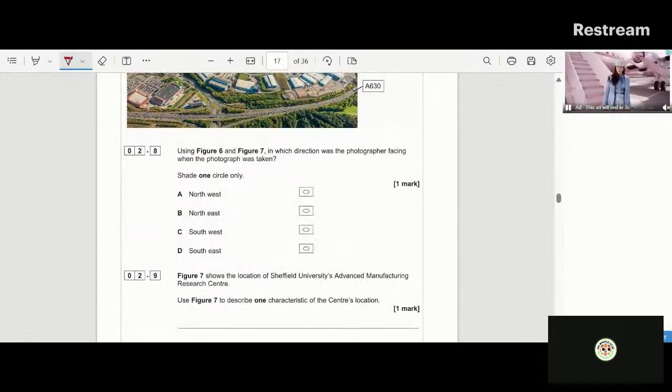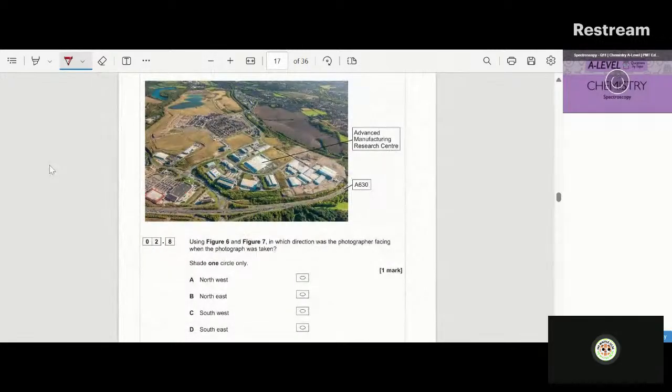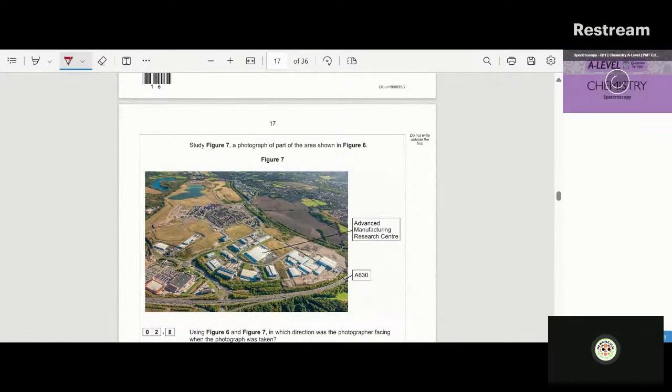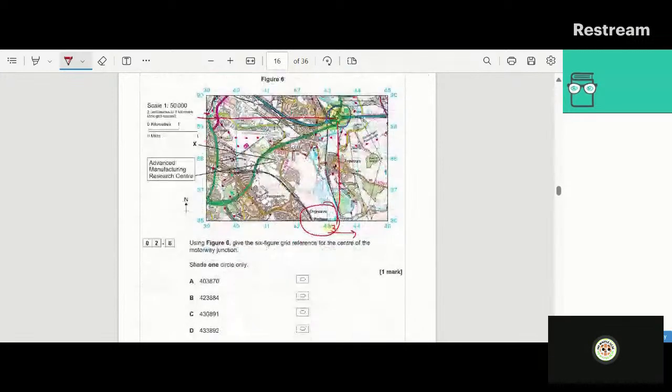Using figure 6 and figure 7, in which direction was the photographer facing when the photograph was taken? That's an interesting question. So, using figure 6 and figure 7, where is... Okay, that's figure 6. So you've got to use your skills here.